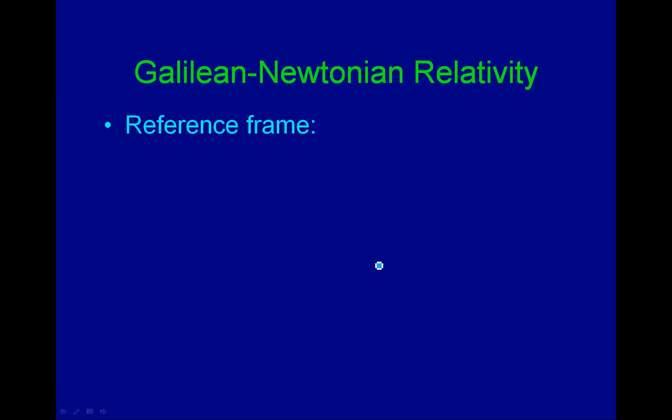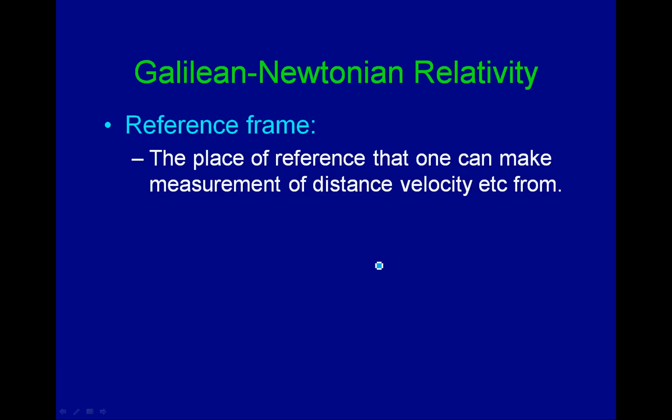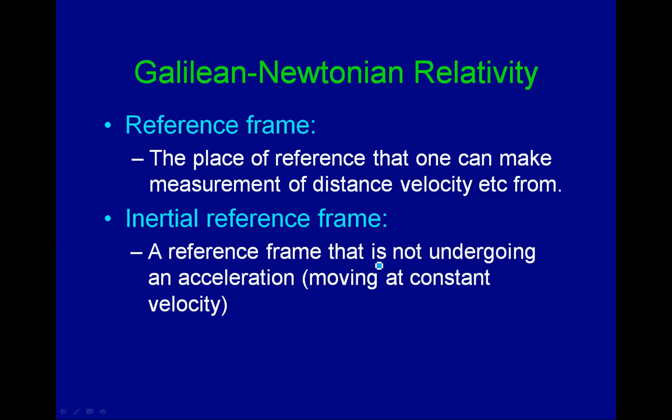We're going to start with Galileo and Newtonian relativity, and we'll make some definitions. The first definition is a reference frame. A reference frame is your place of reference that you make measurements from. This can be anything. It can be a person moving along in a car or something like this, just wherever you're making the measurements from.